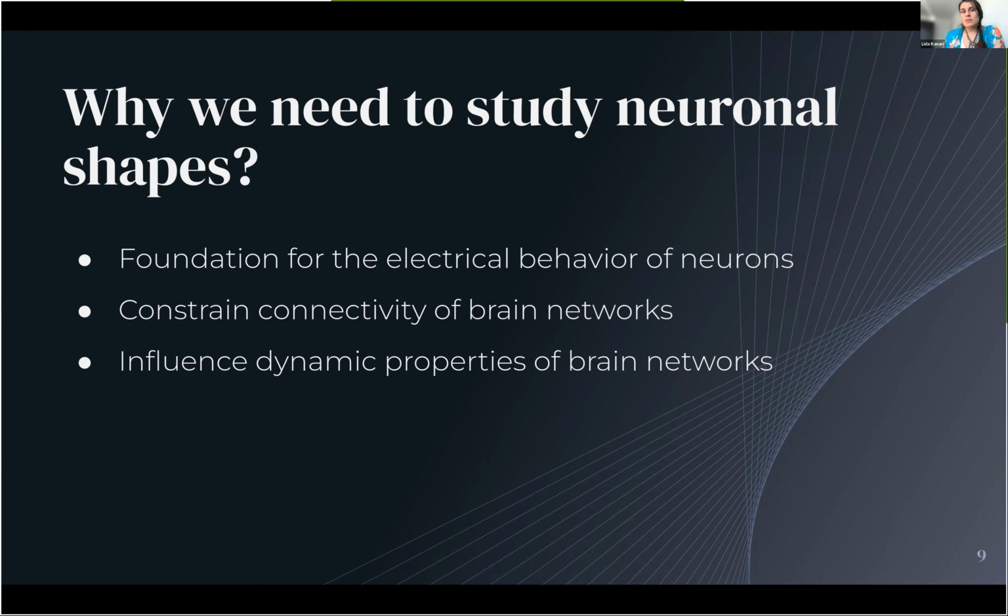So why do we need to study this neuronal shape? First of all, as I mentioned, they form the foundation for the electrical behavior of the neurons. But in addition to that, they constrain heavily the connectivity of the brain networks. Depending on the different branching shapes, they can connect differently, and they can form different types of networks. So to summarize, they overall influence the dynamical properties of the brain networks. That's why it's very important to understand the neuronal shapes and what the differences between them are.